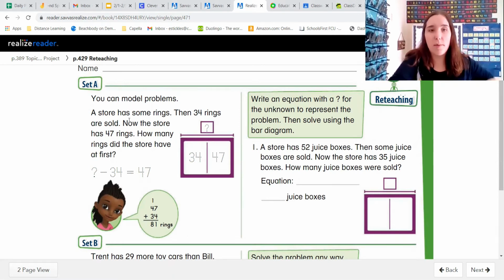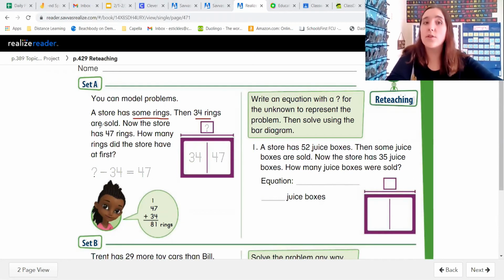It says you can model problems. A store has some rings. Some rings, not an exact number. Then 34 rings are sold. Sold would be getting rid of, right? Now the store has 47 rings. How many rings did the store have at first?